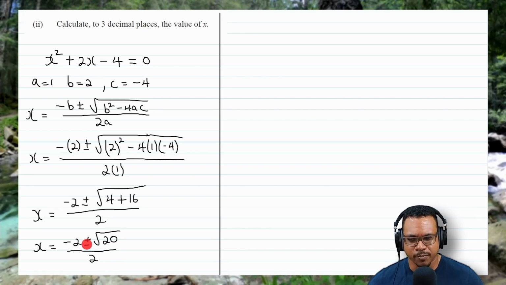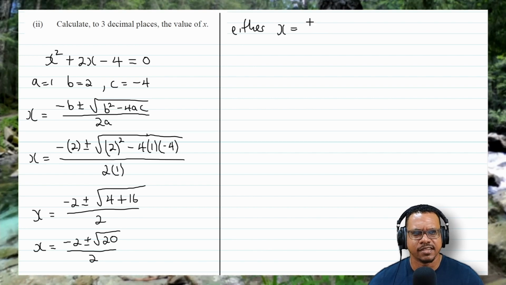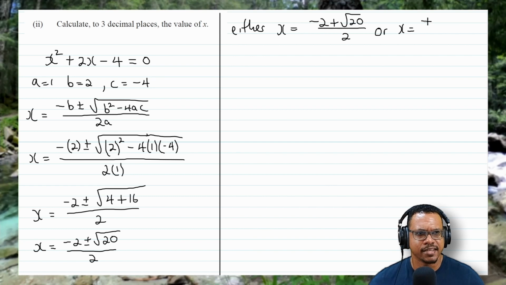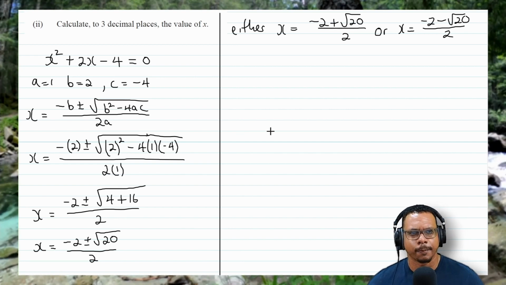So now we're going to use the plus or minus sign here. So you're going to have either x is equal to negative 2 plus the square root of 20 over 2, or x is equal to negative 2, take away the square root of 20 over 2. And we can just work that out on our calculator.